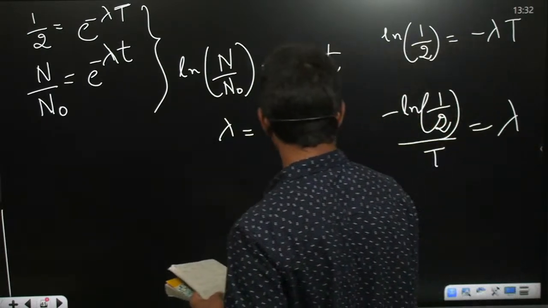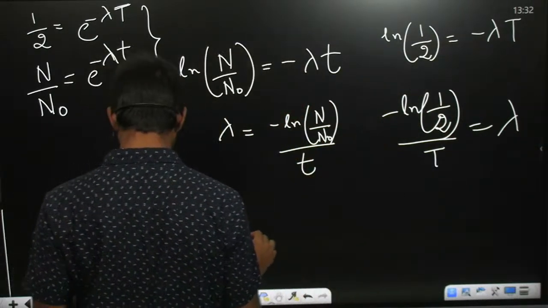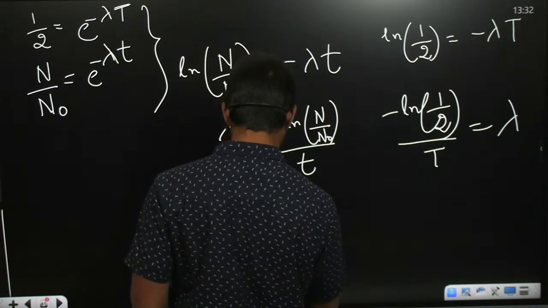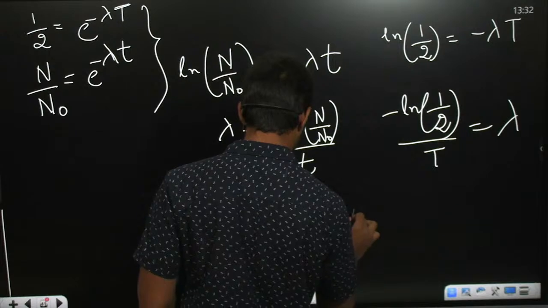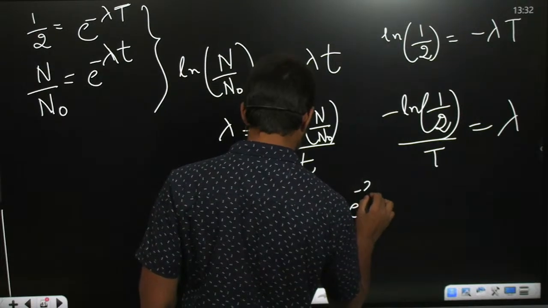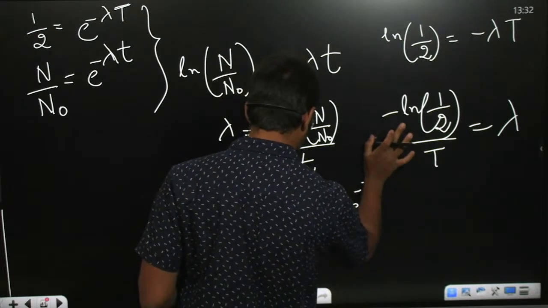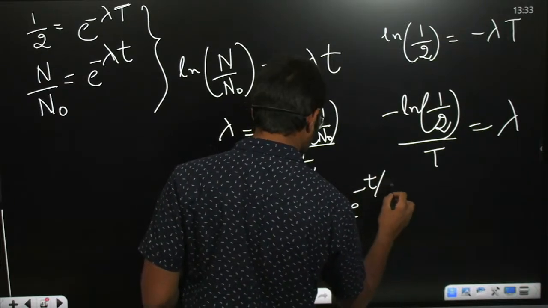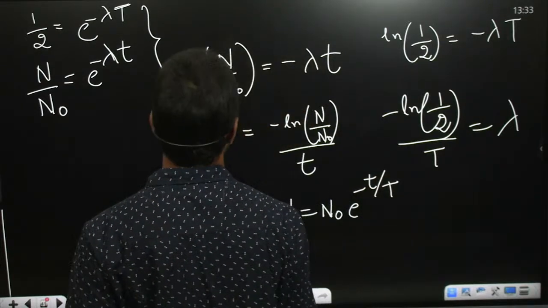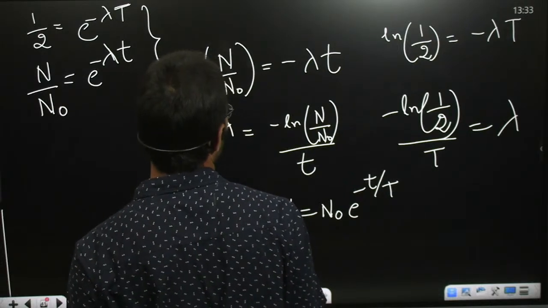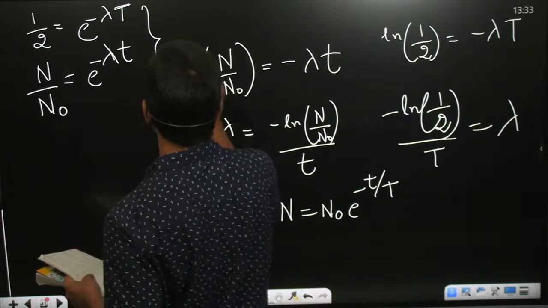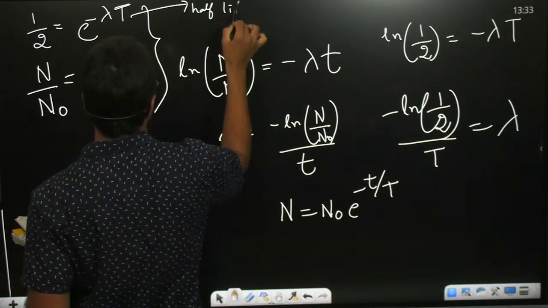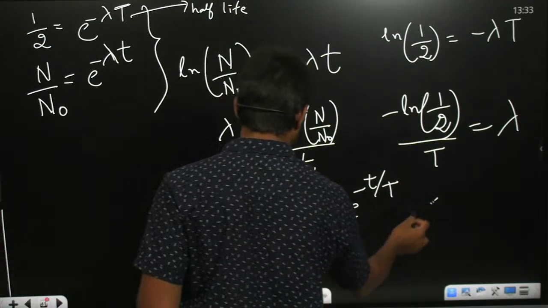If you equate these two equations, we get a relation as N is equal to N naught e power minus t by capital T, where capital T is the half-life and small t is the time at any given moment. So from this equation we can solve this question.